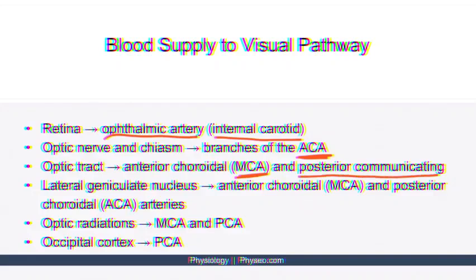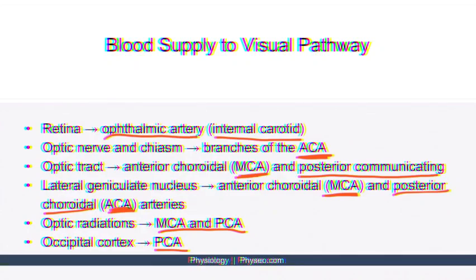the posterior communicating arteries. The lateral geniculate nucleus is supplied by the anterior choroidal, which is a portion of the MCA, just like the optic tract. And it's also supplied by the posterior choroidal arteries from the ACA. And the optic radiations, so the dorsal optic radiations and the Meyer's loop, are supplied by both the MCA and the PCA. And the occipital cortex is supplied by the PCA, or posterior cerebral artery.